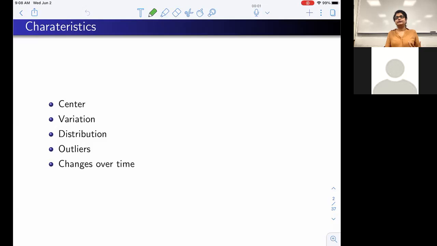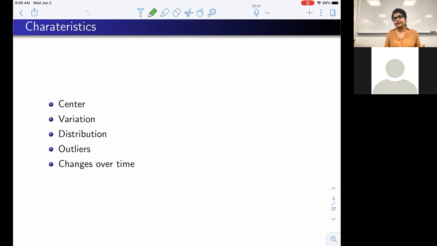The second thing is variation, how the values in the given data vary and how they are spread out in the given chart or data sheet. Then distribution, how we can visualize it and what kind of distribution we can see from the given data. Then outliers, we will figure out with some examples what outliers are. And then changes over time. We will discuss it further.